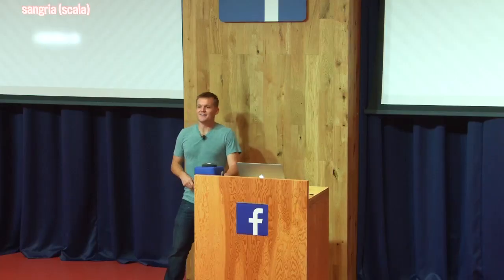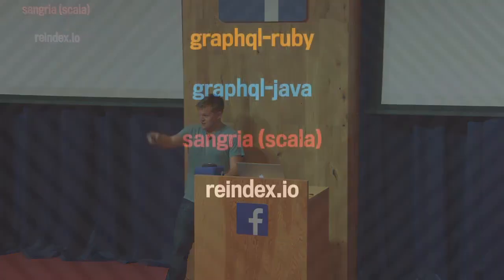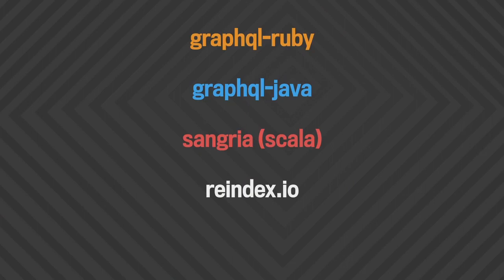Reindex.io is here. Vil's here. They're a startup building GraphQL as a service, and then from Red Badger, they're working on building the next version of the homepage of the Financial Times using GraphQL, but we're not sure if that's going to land.